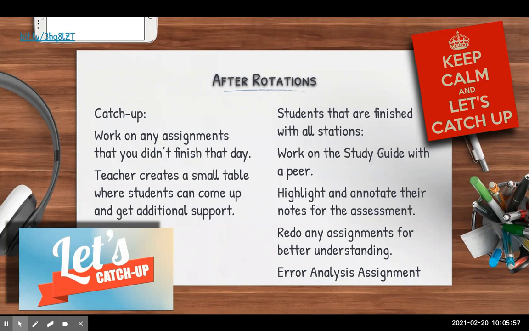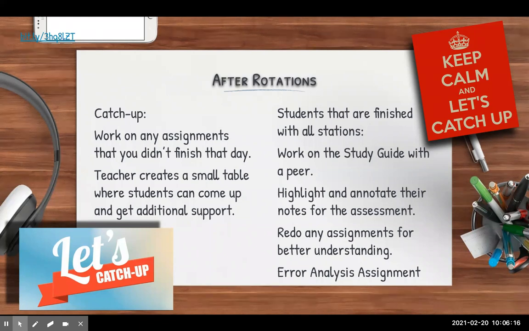Now that's a day for the kids who didn't finish an assignment at a station. The group didn't get a chance to finish and they need a day. So we'll call it ketchup day. And I have a big ketchup bottle that I put on the whiteboard and the kids think it's hilarious. They're like, it's ketchup day. And they go to the station that they need to finish and that's it.